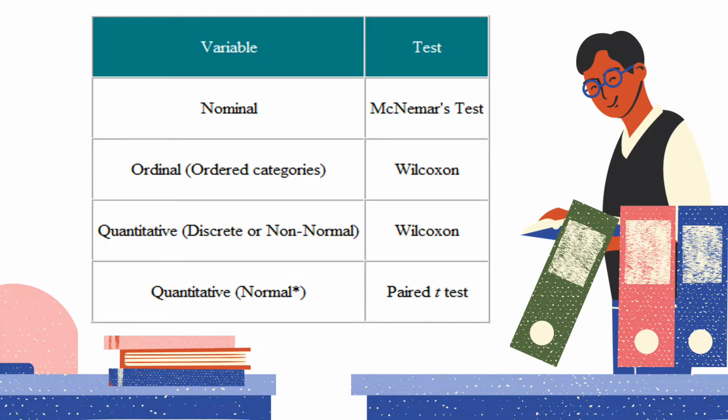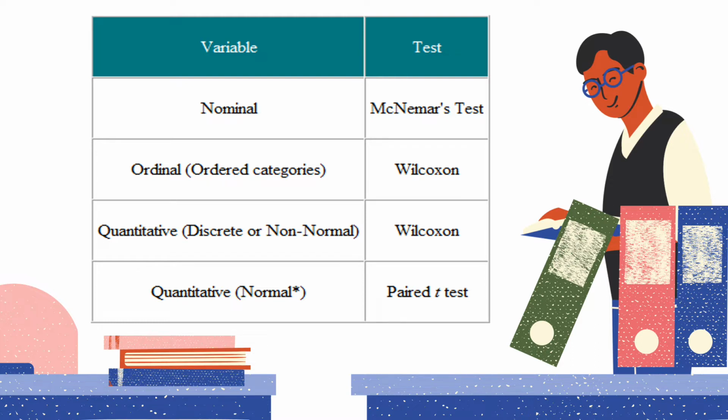This is a table to give us a glance at the different statistical tests needed. Our statistical tests or tools depend on the type of data variable that we are going to gather. So a data variable, such as nominal, is appropriate to be processed using McNemar's test. Ordinal, which can be ordered categories, can be processed by Wilcoxon, and quantitative variables also can be processed using Wilcoxon.